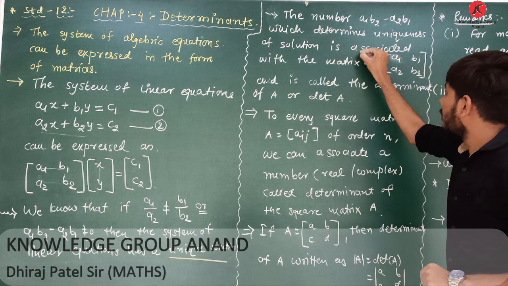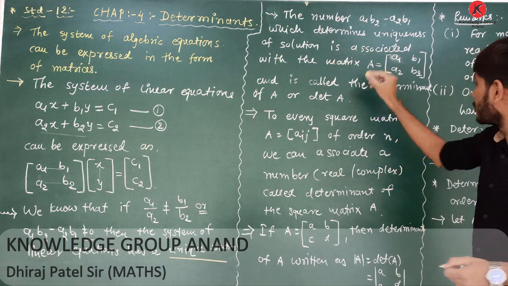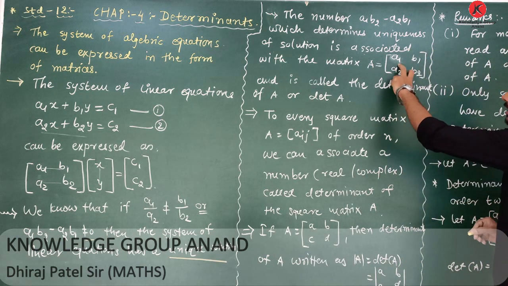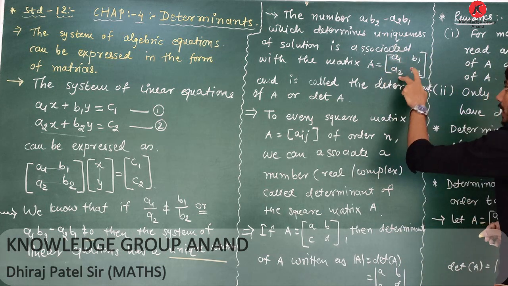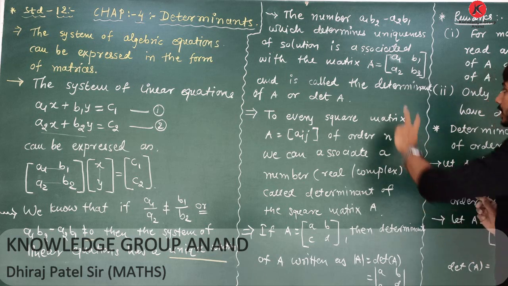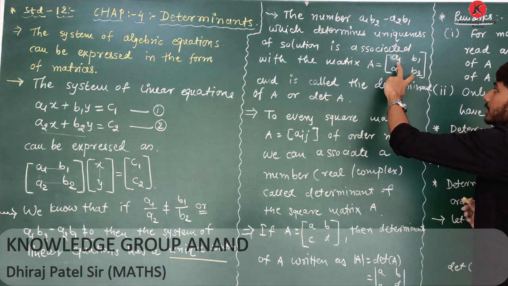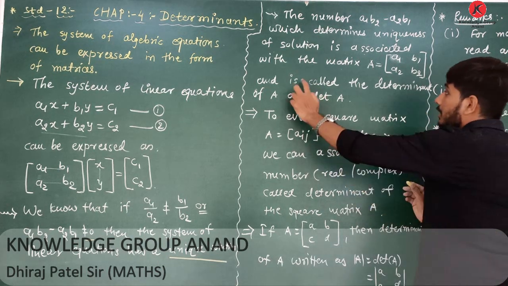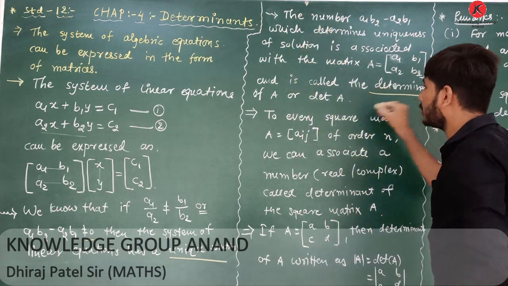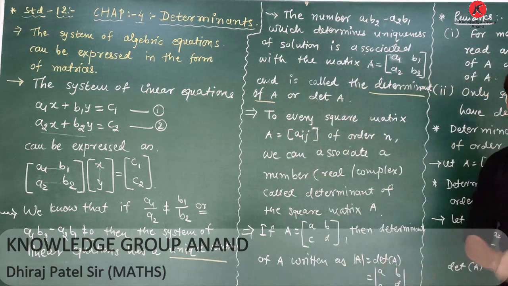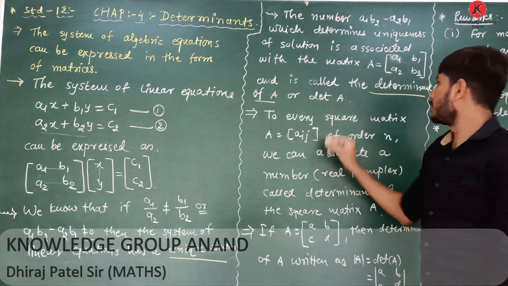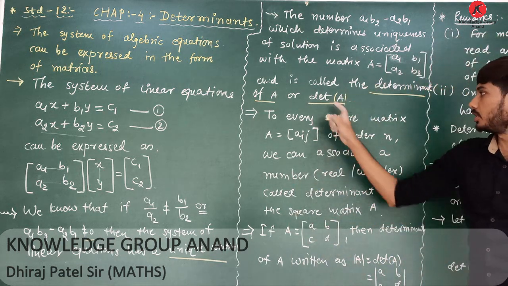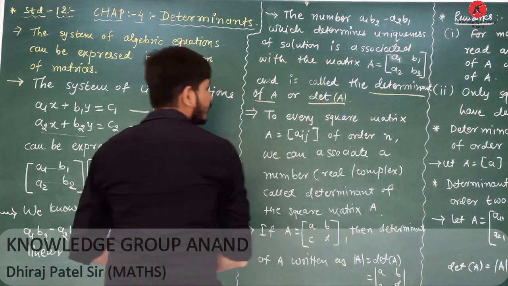It is associated with the matrix A. From this matrix we are getting this number a1 b2 minus a2 b1. We are getting this number by the multiplication of a1 b2 minus a2 b1, and it is called the determinant of matrix A. It is also denoted as determinant of A.